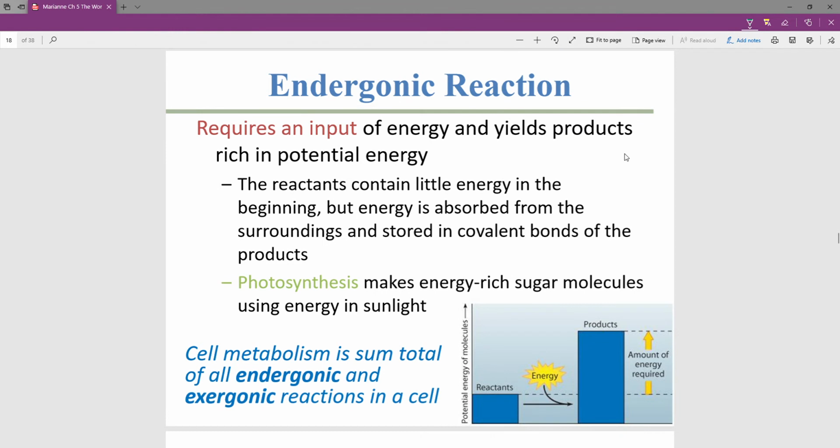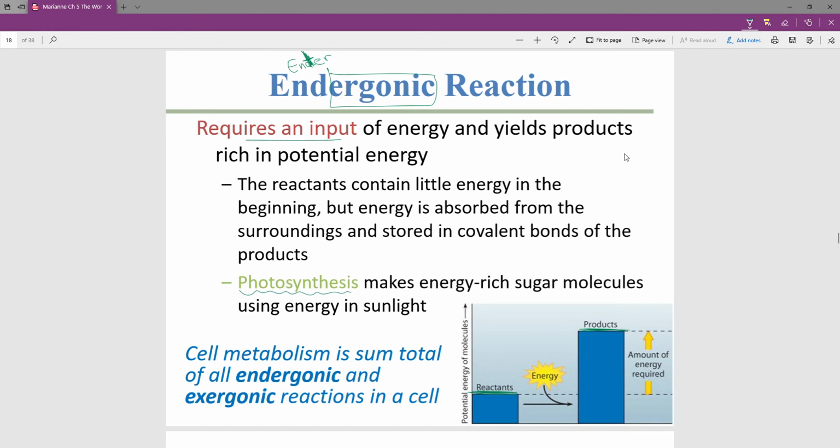Sorry, now the reverse of this. So the reverse of an exergonic reaction is an endergonic reaction. So the energy has to go into, so it has to enter, get it? Enter. I don't know if that works for you. So it requires an input of energy. And we start with reactants with a low amount of energy, and we end up with products with a high amount of energy. So the reverse of cellular respiration is photosynthesis.